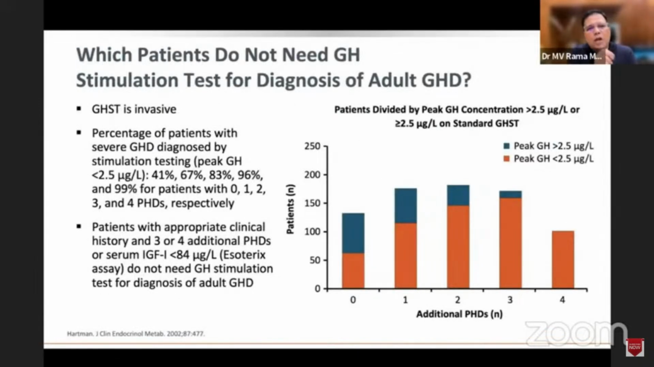So which patients do not need a growth hormone stimulation test, and you can directly diagnose them as adult growth hormone deficiency? As the growth hormone stimulation test is invasive, you can look for other combined pituitary hormone deficiency. Here in this graph, you can see if you have a combined pituitary deficiency of 3 or 4, the peak growth hormone is less. That means automatically, if 3 or more pituitary hormone deficiencies are occurring, the serum IGF-1 is less, and they don't need any other stimulation test to diagnose combined pituitary deficiency or panhypopituitarism. In this situation, you can directly start adult growth hormone.